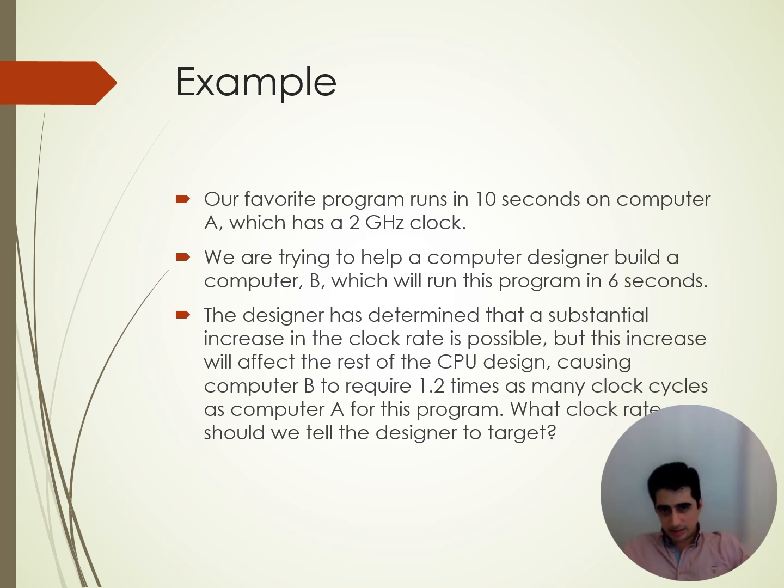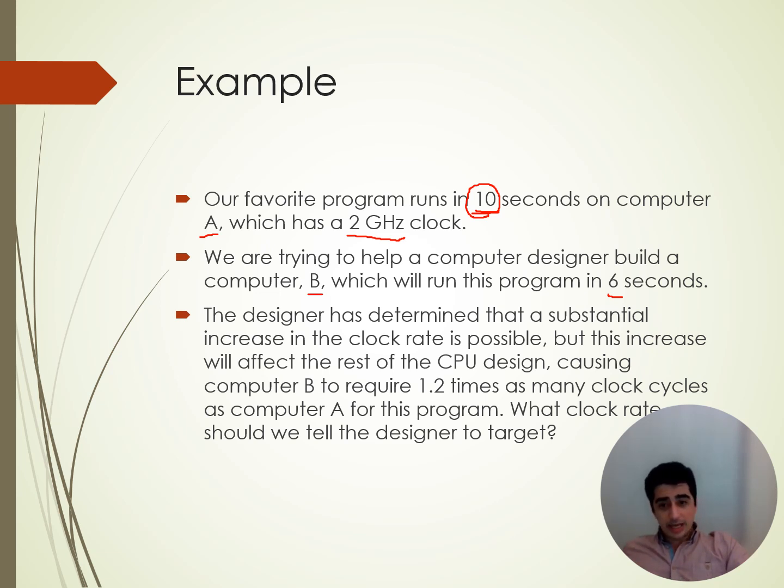All right, in order to understand the formulas I showed you better, let's solve this example. It's a very simple numerical problem. It says our favorite program runs in 10 seconds. I'm just gonna highlight the numbers that are given. On a given computer, let's say computer A, the clock rate of computer A is 2 gigahertz. And then it says we're trying to help a computer designer to build a computer, let's say computer B, which will run this program in only 6 seconds. So we're going to enhance the performance from 10 seconds. We're going to drop the execution time to only 6 seconds.